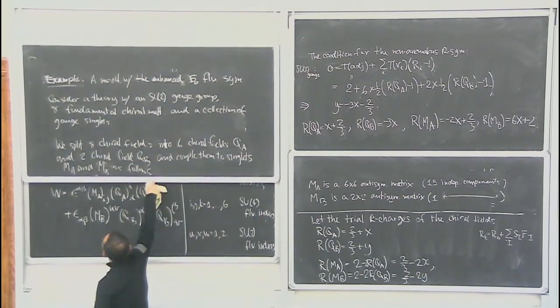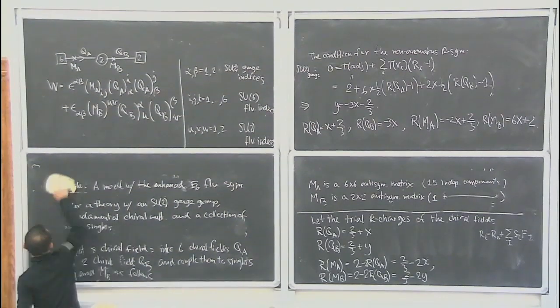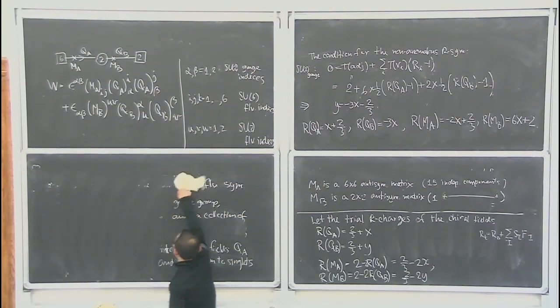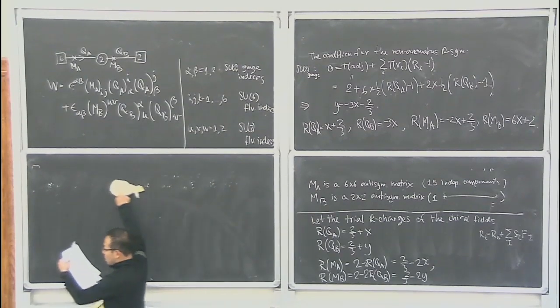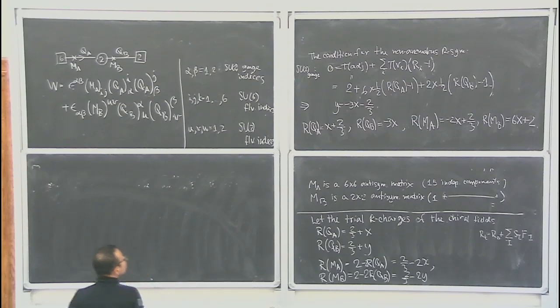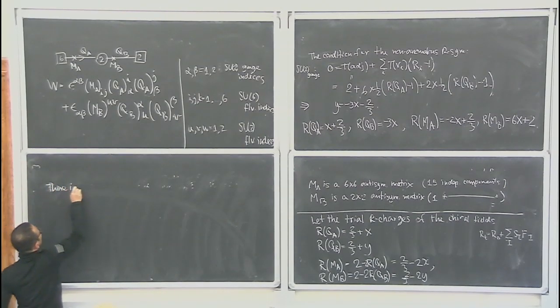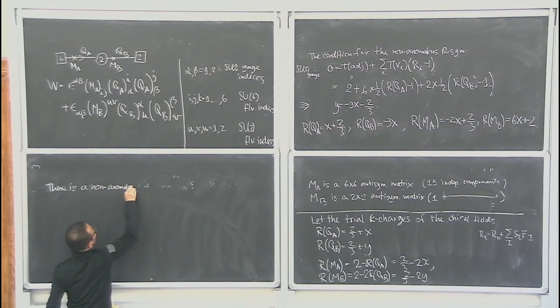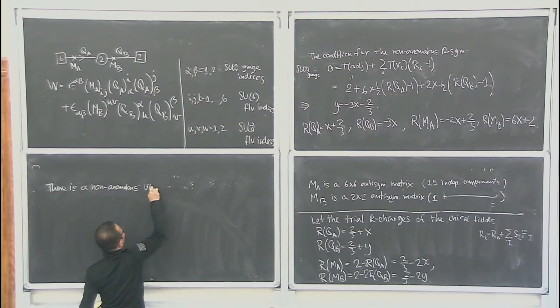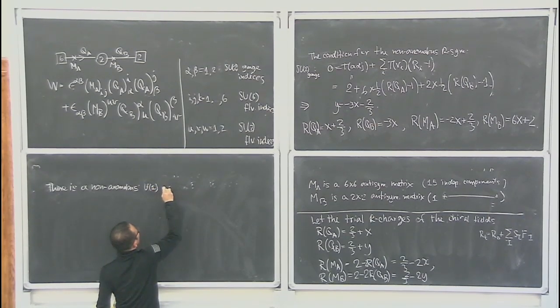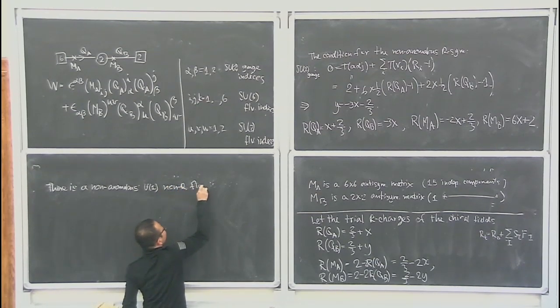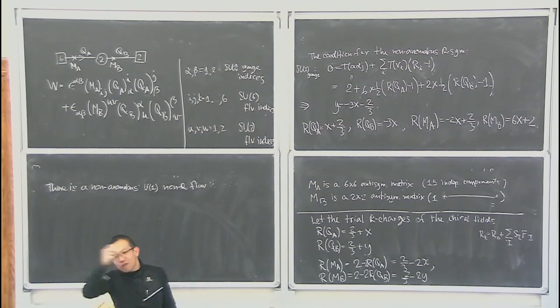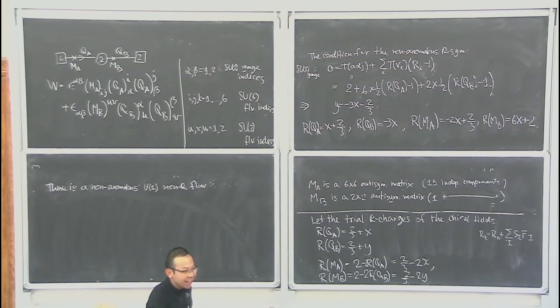So let me erase this blackboard and tabulate things for you. So this implies that there is a non-anomalous U1 non-R flavor symmetry. I don't know how to call it. Some people call a non-R symmetry a flavor symmetry automatically. Think of it as a baryonic symmetry, roughly like that, okay?